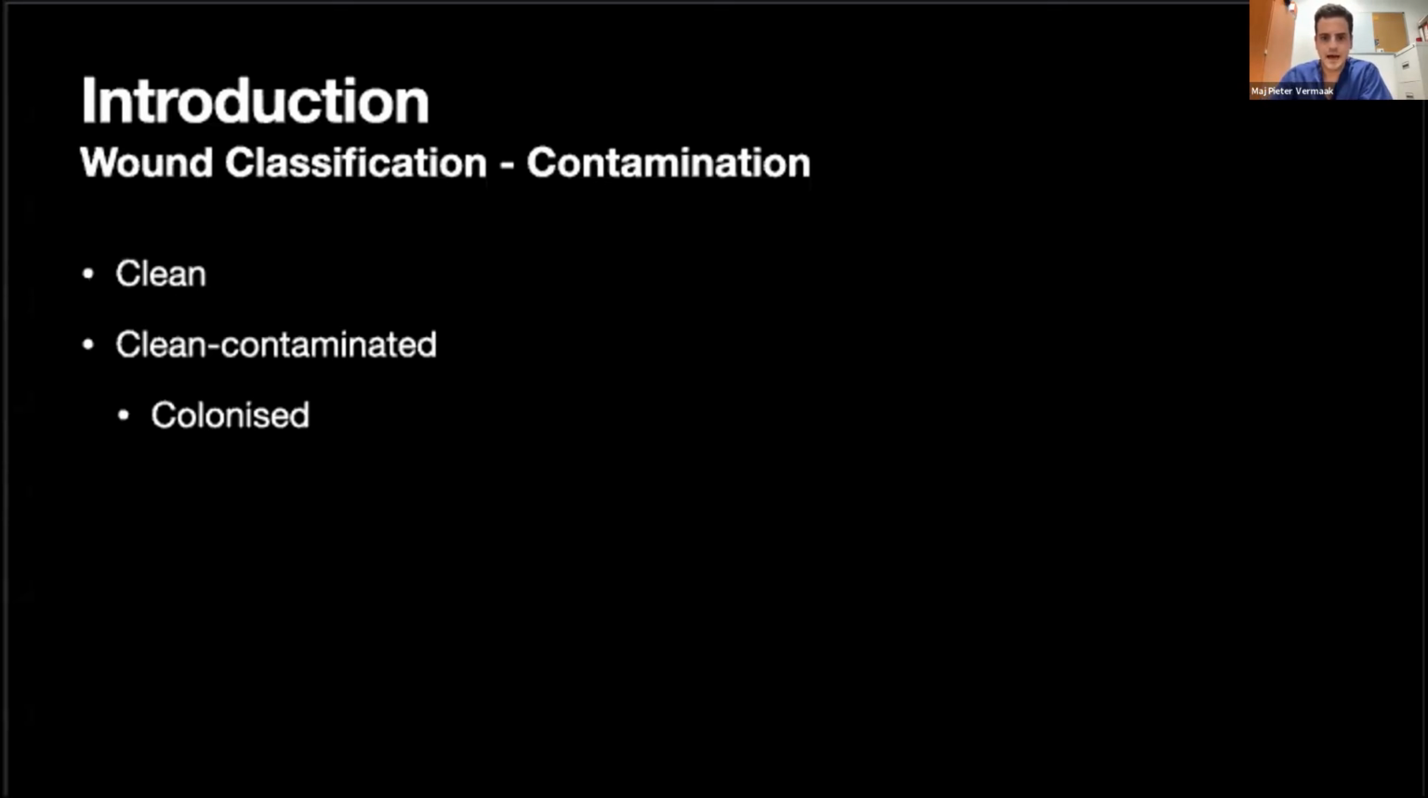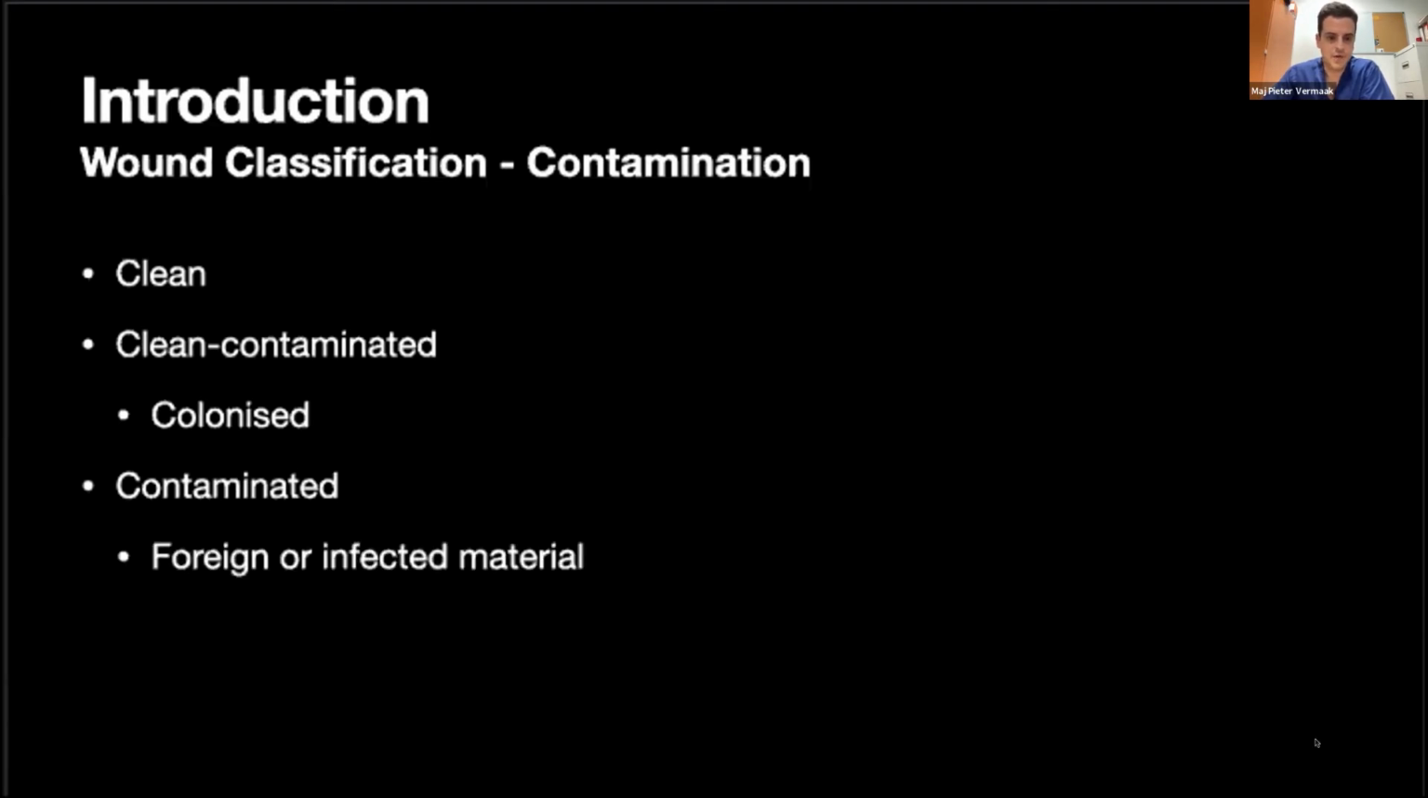And then obvious contamination. So that's when you've got wounds that have got gross contaminants in them. So that will either be foreign or infected material, bits of leaves and gravel or dirt in there if they've been in a road traffic accident or come off their push bike. And then lastly, infected wounds. And quite often you have pus that comes out of that. So clean, contaminated, and infected.